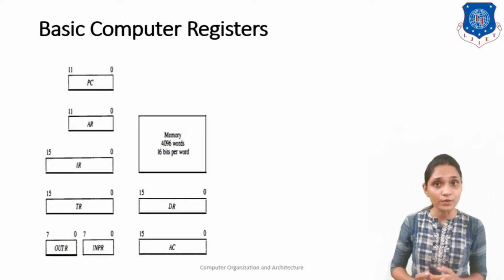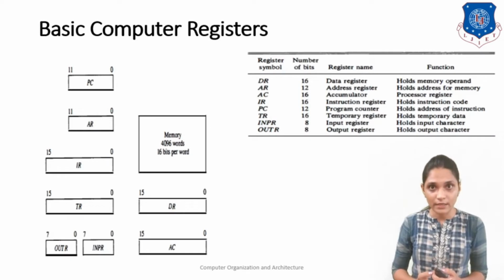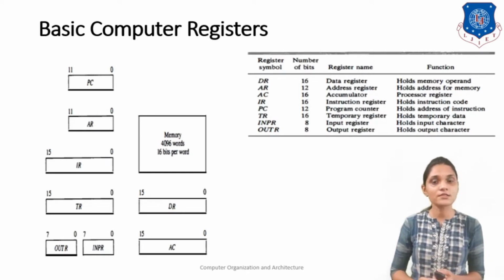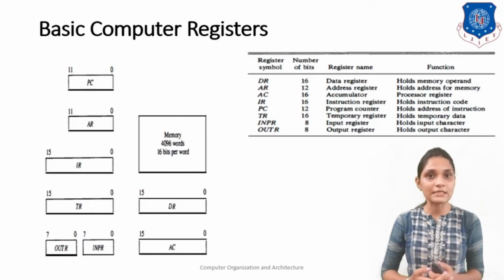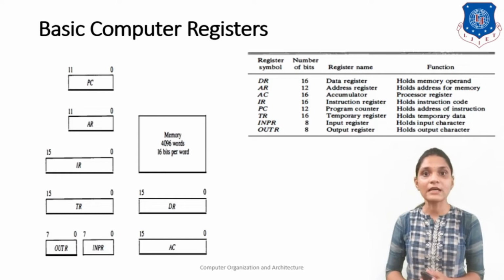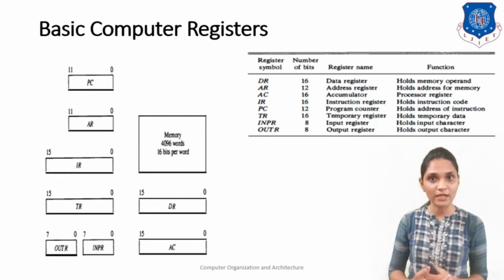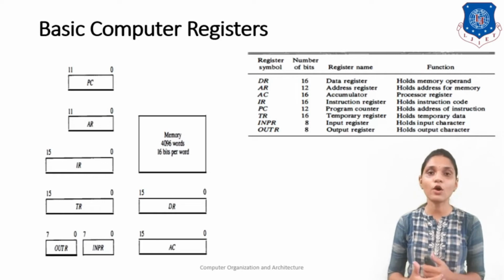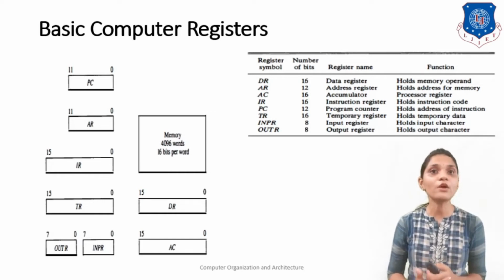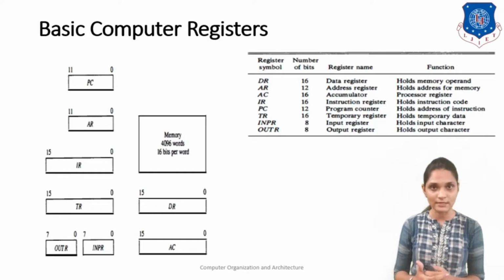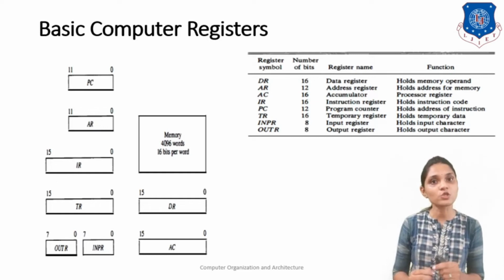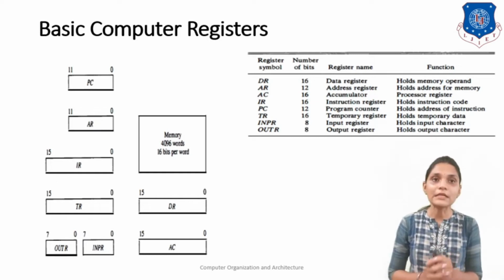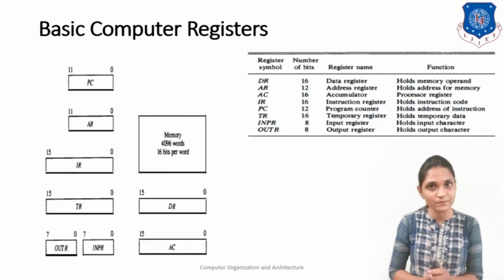Here we have the program counter, the address register or AR, the IR or instruction register of 16 bits, the TR or temporary register of 16 bits, the DR or data register of 16 bits, the AC or accumulator of 16 bits, INPR, that is the input register of 8 bits, OUTR, that is the output register of 8 bits, and we are using a memory of 4096 cross 16. That means it has a total of 4096 locations and each location stores 16 bits. So our data will generally be of 16 bits.